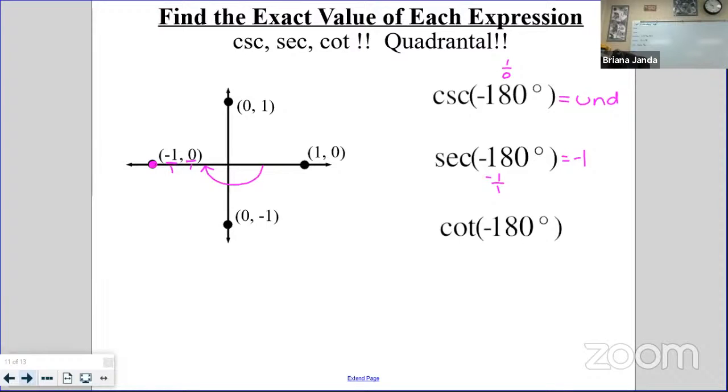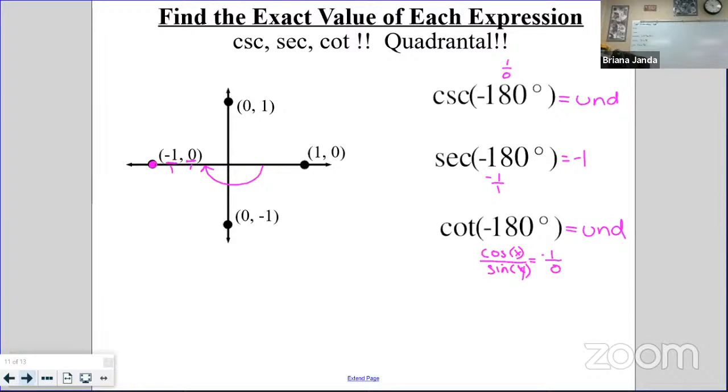Cotangent would be my cosine over my sine, turning tangent upside down. My cosine is negative 1, sine is 0, and negative 1 over 0 simplifies down to undefined. On an axis, you should not get any other answers besides 1, negative 1, 0, or undefined. That's your only options. Okay. Question.